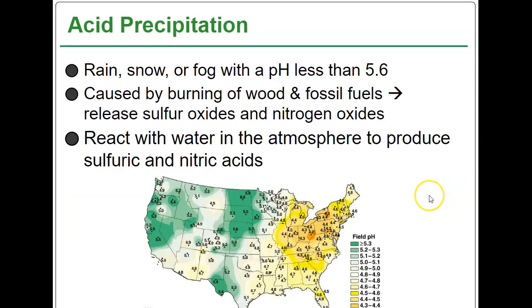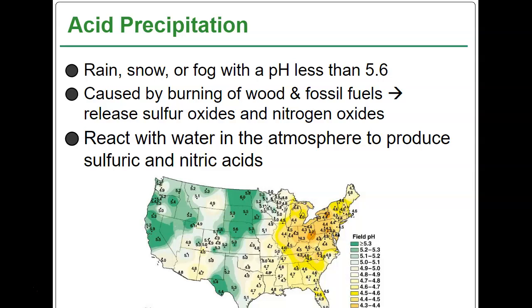We also have instances of things like acid rain. So rain or snow or fog, anything that can fall to the ground that has a pH of less than 5.6 is considered acid rain. And where does it come from? Well, burning of wood and fossil fuels. So one thing that adds carbon dioxide to the air, but also it releases other things like sulfur oxide and nitrogen oxide. And those are acidic chemicals that can then fall back to the earth.